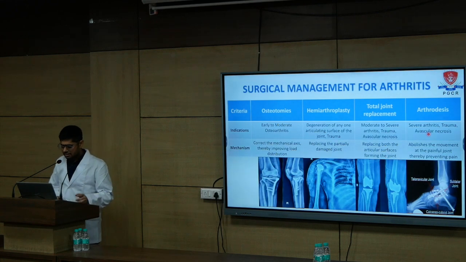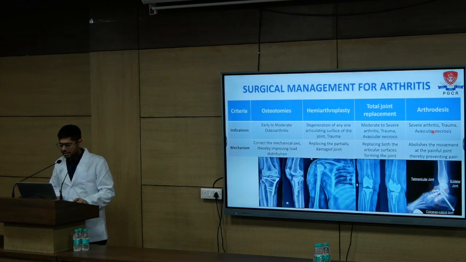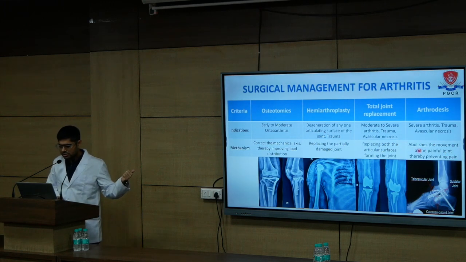And the final is arthrodesis. It is done in severe cases of arthritis where total replacement is not feasible. Other indications are trauma and avascular necrosis. It is surgical fusion of the joint, hence abolishes the movement at the painful joint, thereby preventing the pain.